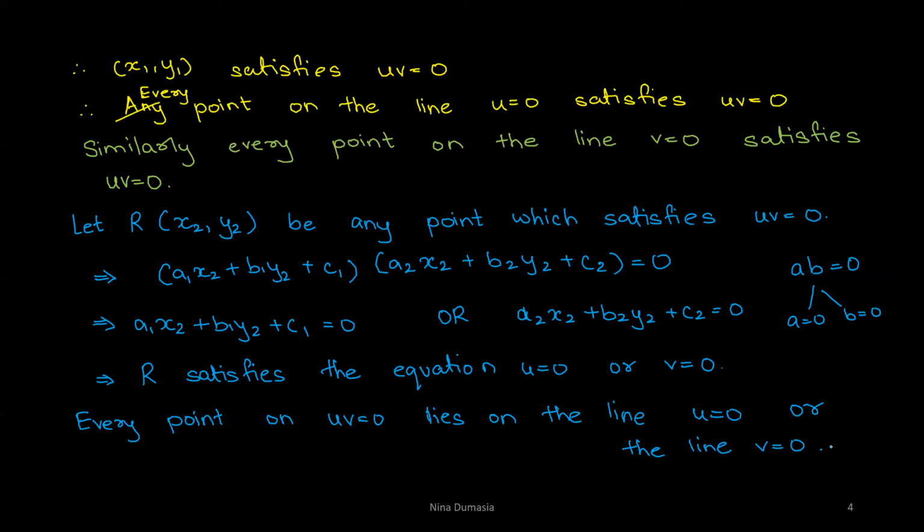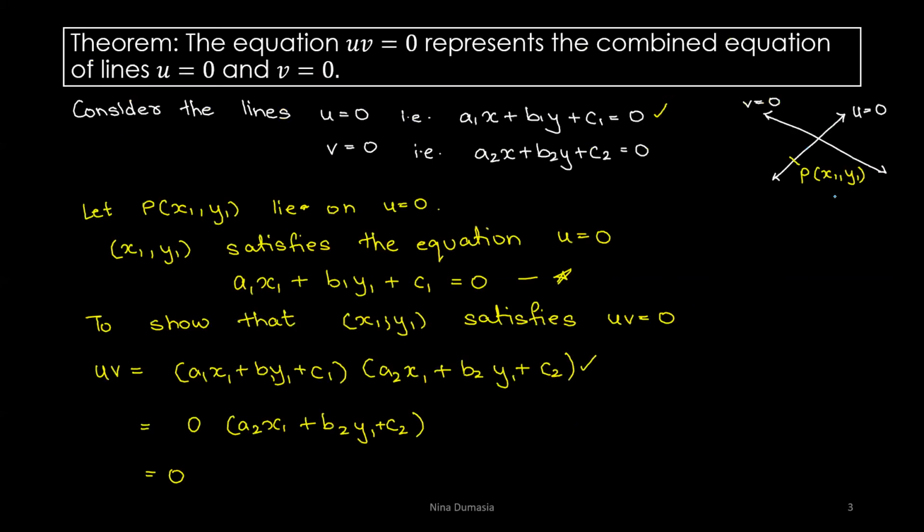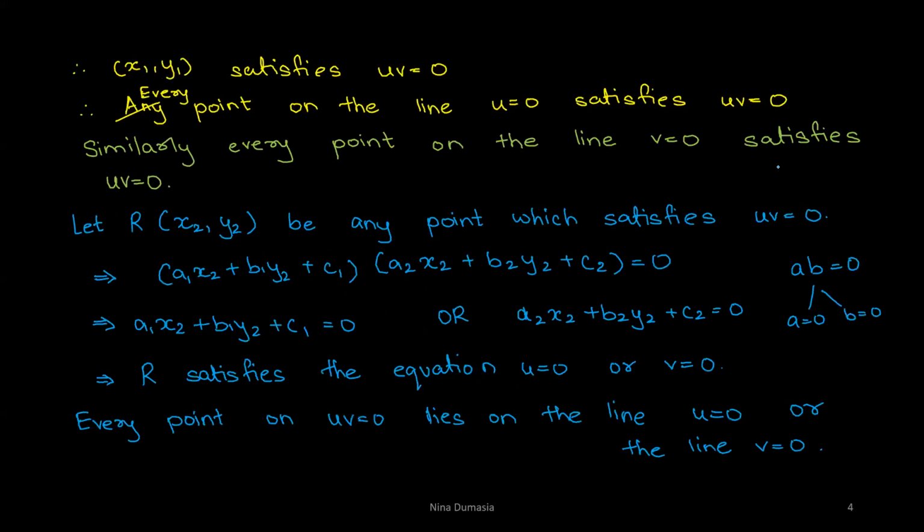ठीक है, तो एक्चुअली a pair of straight lines का जो combined equation होता है वो उन सारे points को represent करता है जो इन दोनों lines पे हैं. ठीक है, मिला के all these points का एक साथ equation देता है, this combined equation of these two lines.